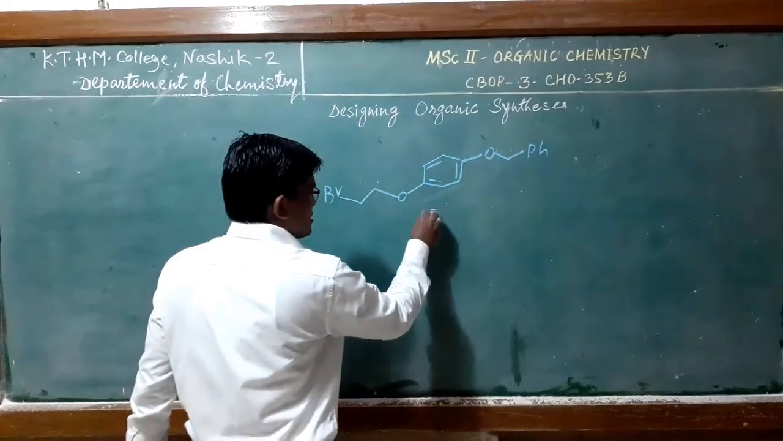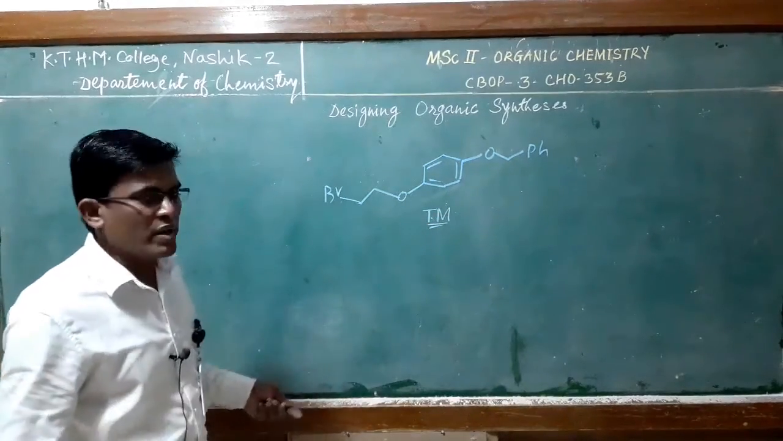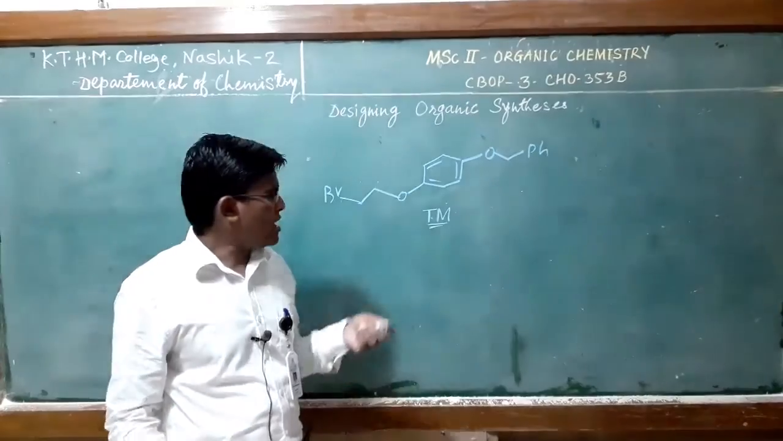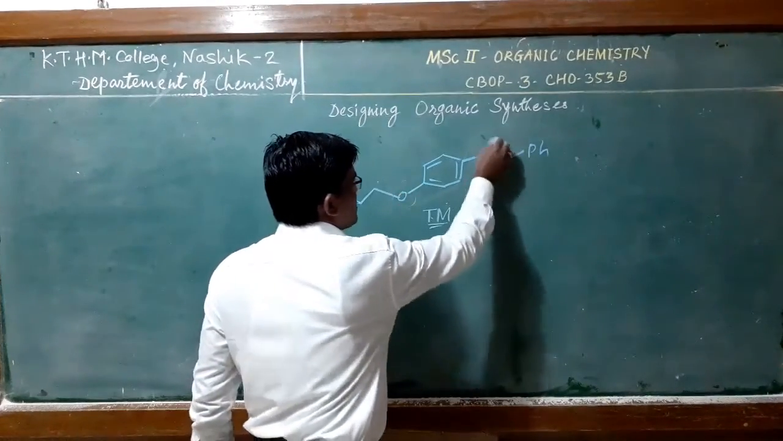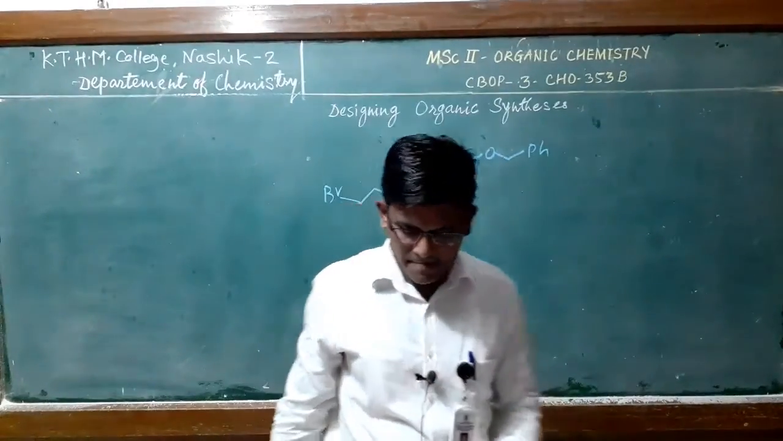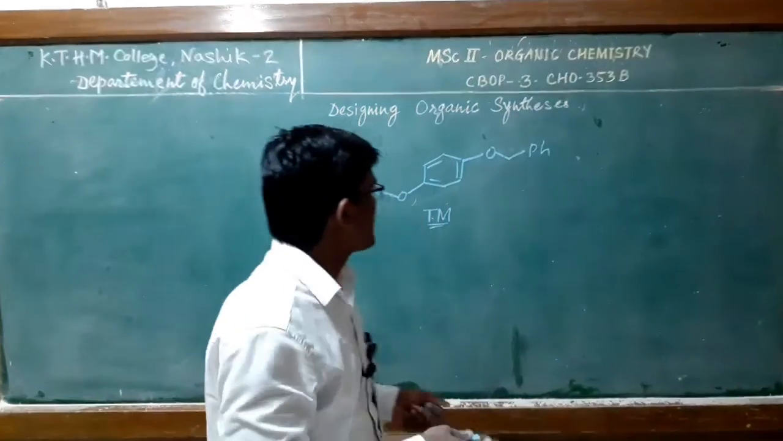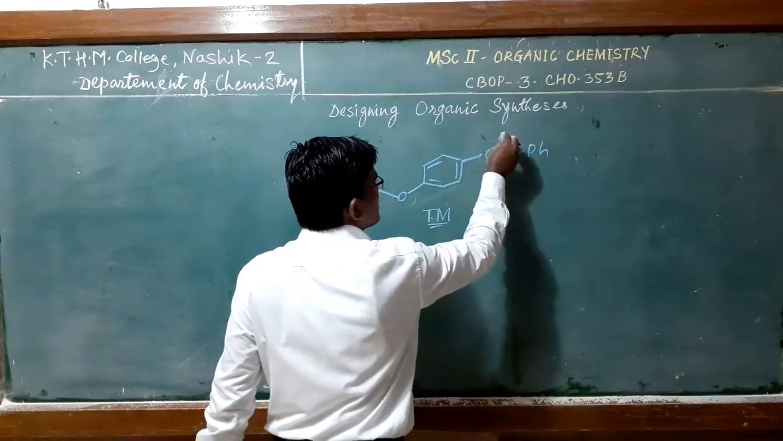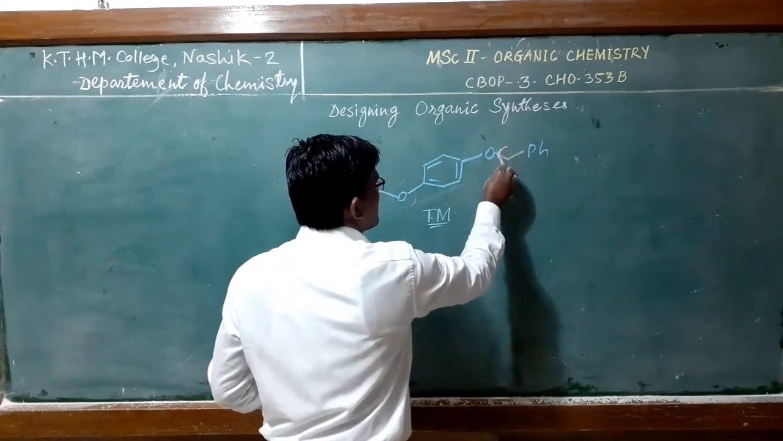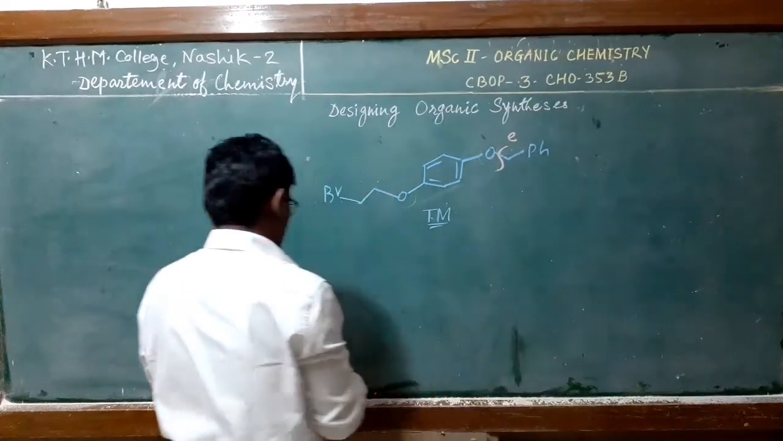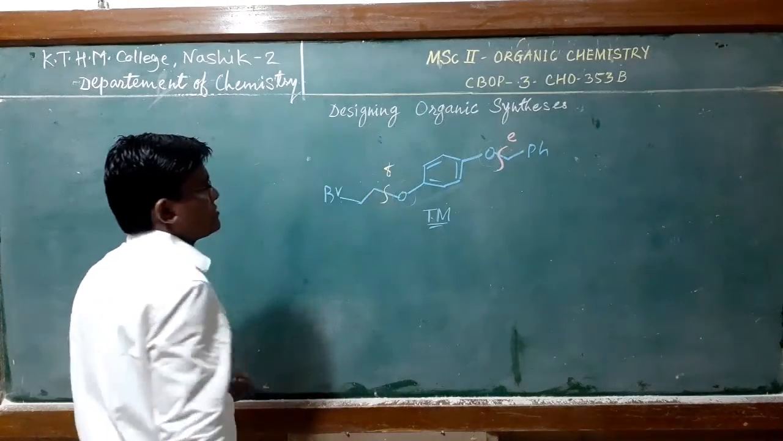Okay, let's consider this is our target molecule. When you look at these molecules, here also you will spot the two ether linkages. Now again the question arises: which disconnection should we do first? Let's consider this one, the E disconnection, and this one, the F disconnection.